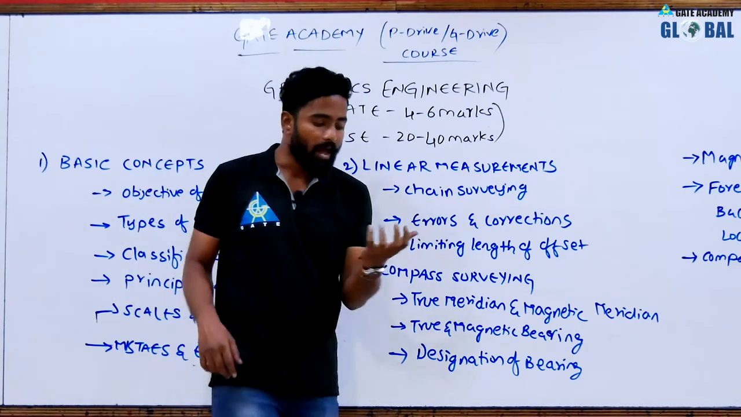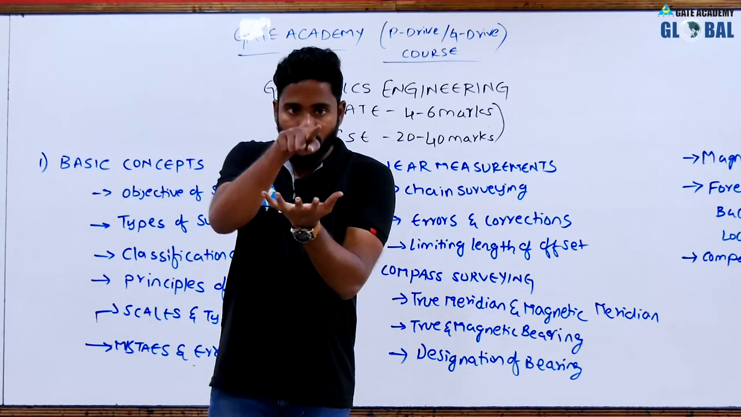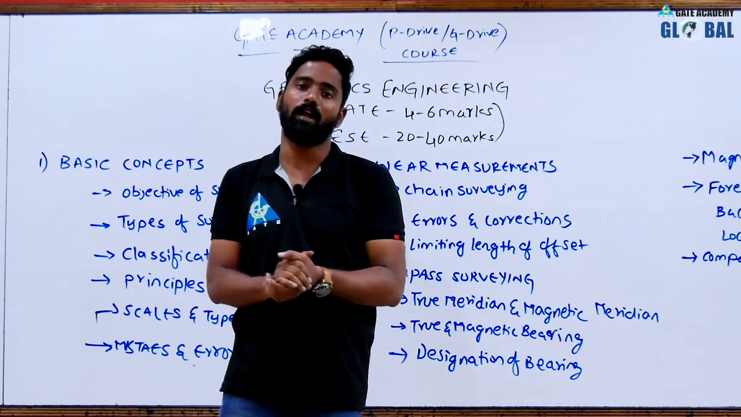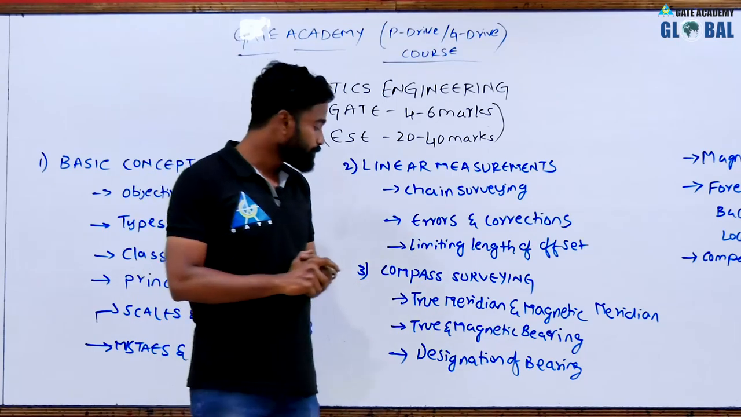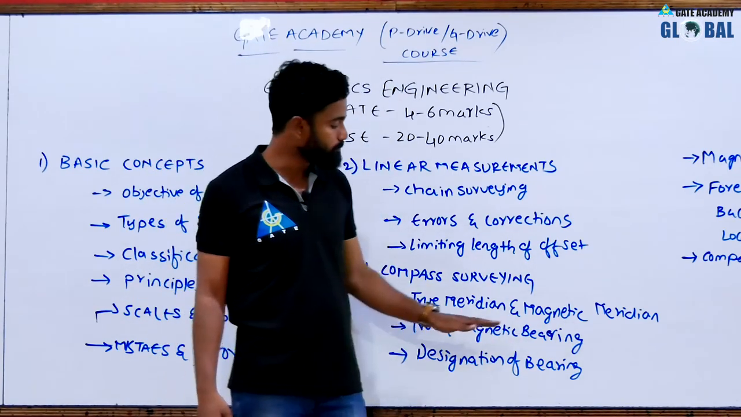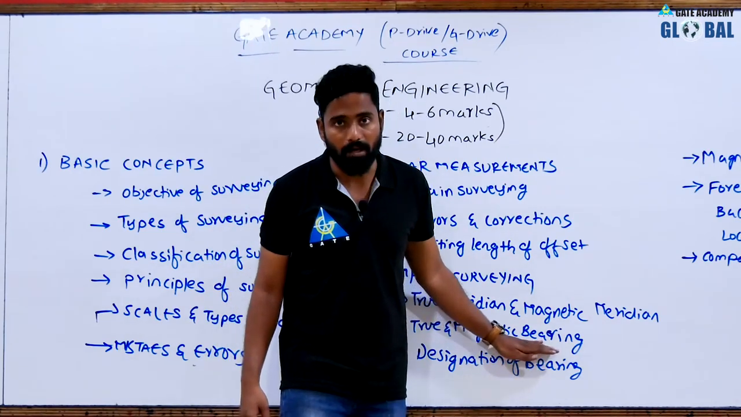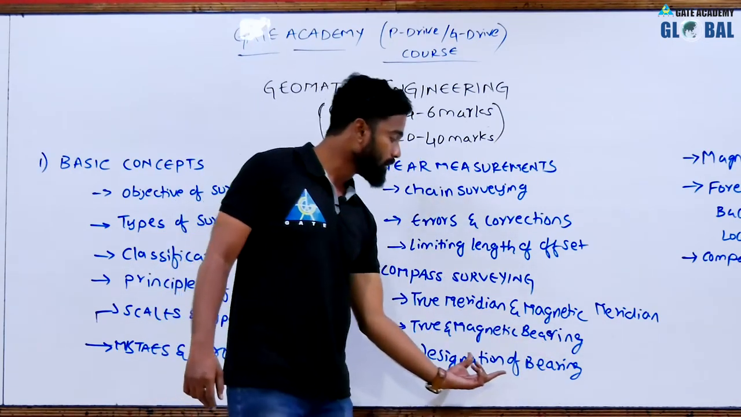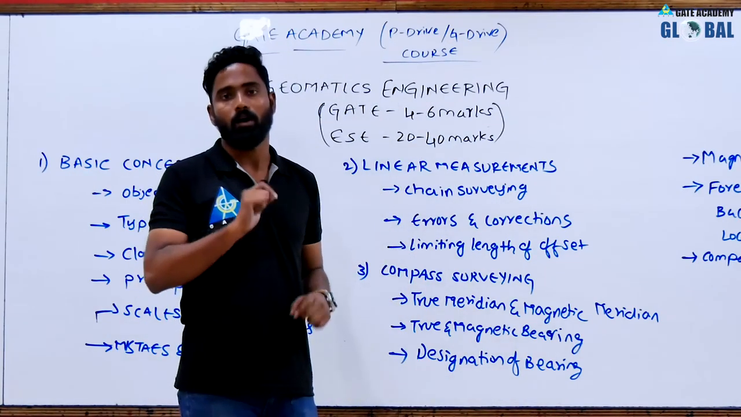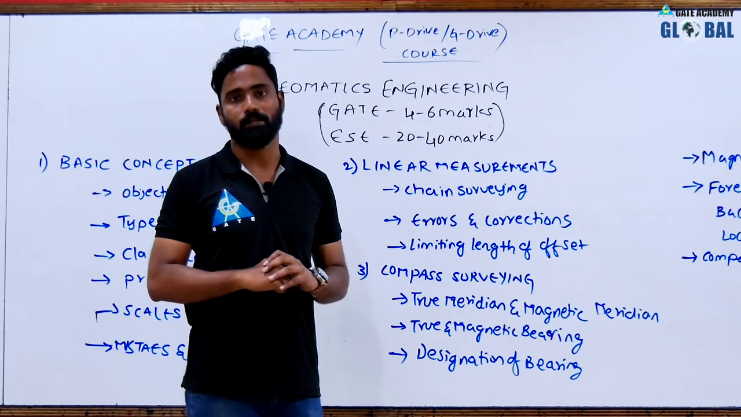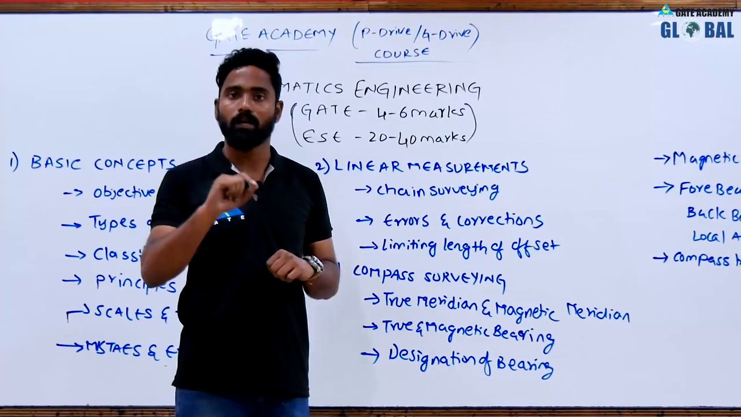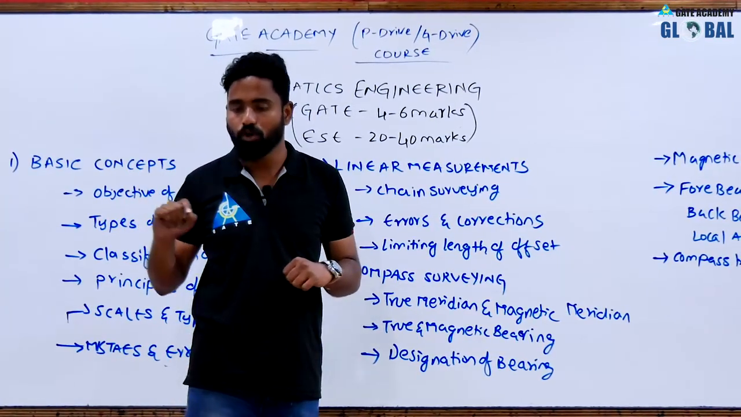And the angle measured with respect to the north is called bearing. With respect to true north, it is called true bearing. With respect to magnetic north, it is called magnetic bearing. And based on this, you will give a designation for the bearing: whole circle bearing system or quadrantal bearing system. That means in whole circle you measure the angles from 0 to 360 degrees.